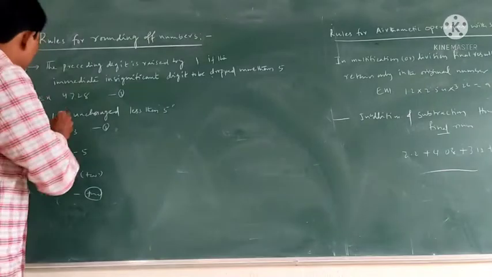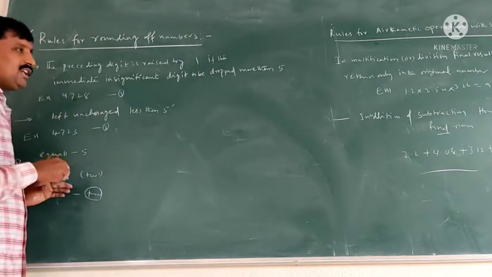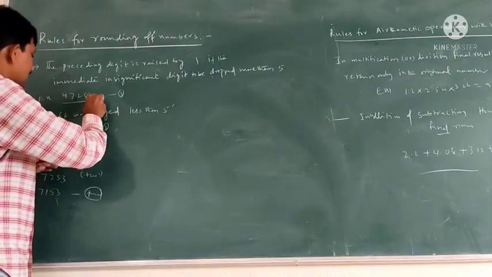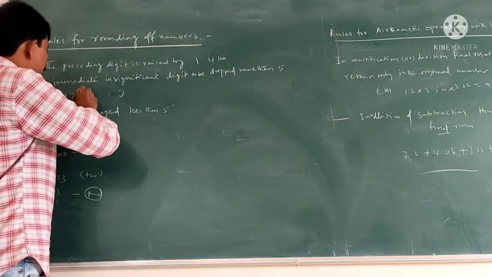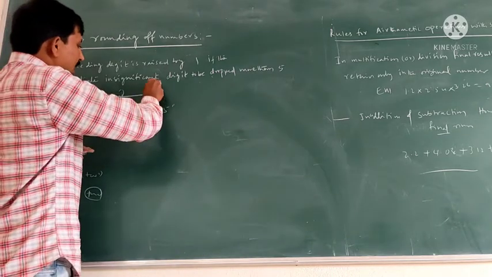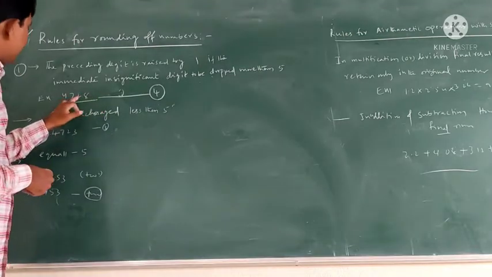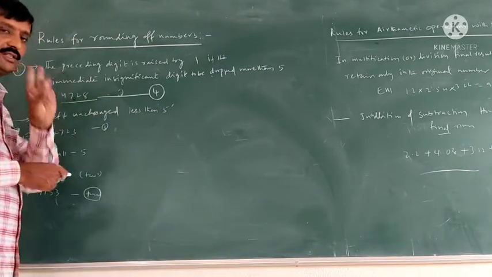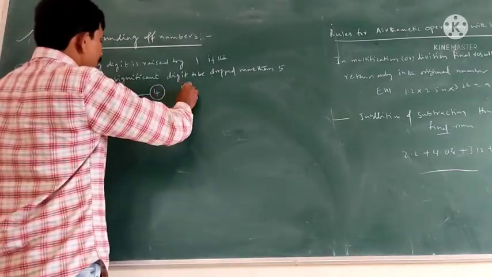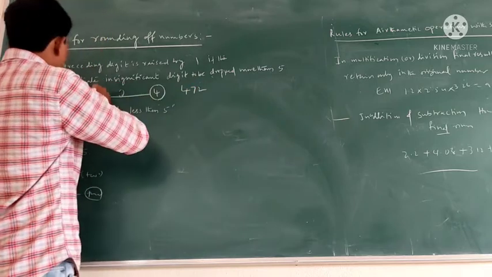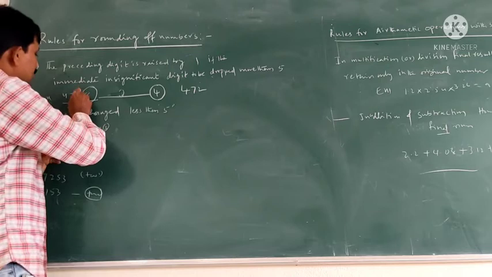For example, here 4728 is a number. How many significant numbers are there? Actually 1, 2, 3, 4. According to the rule, all non-zero digits are significant figures. So 4. It is rounded to 3 digits, meaning 4, 7, 2. Removing 8, the digit before 8 is 2.